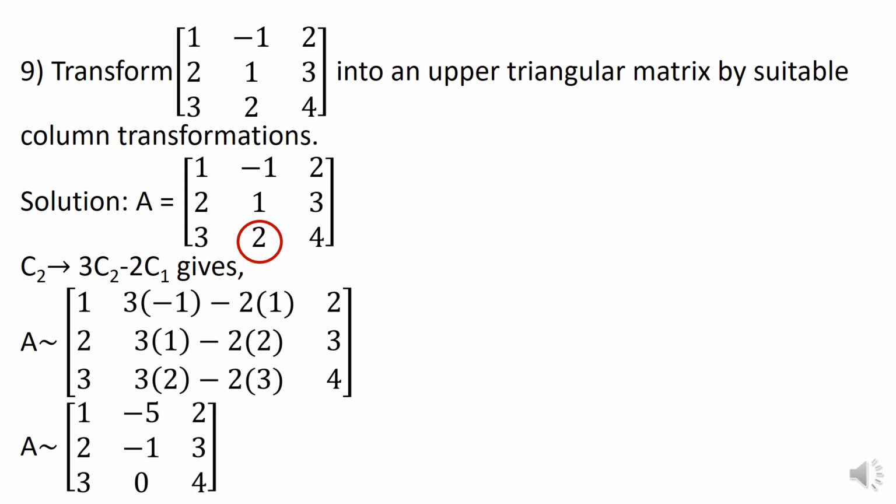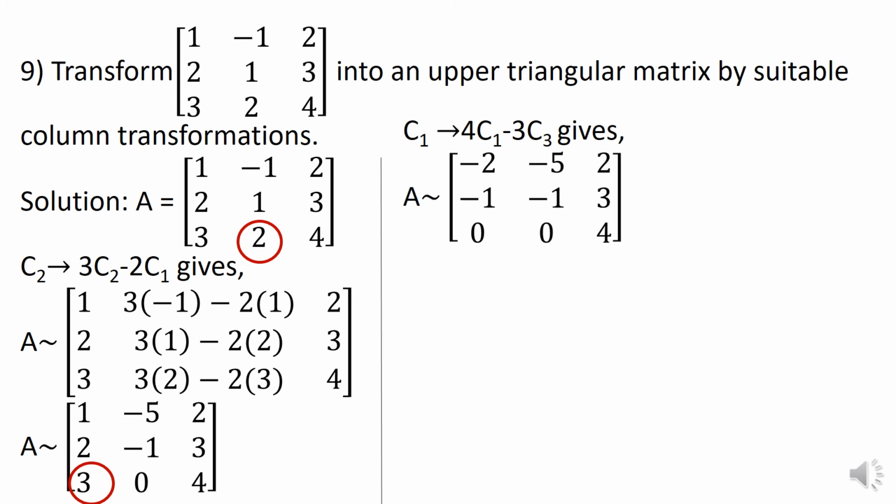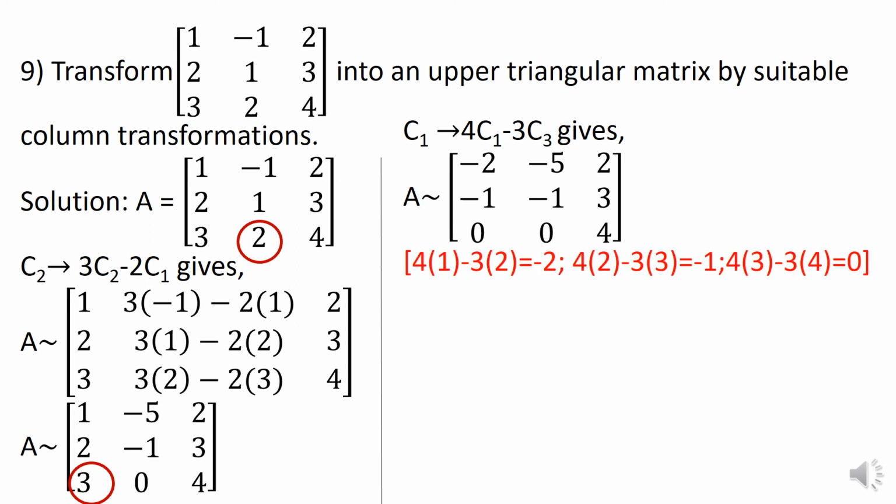The next step, we want to convert this 3 into 0. So C1 changes to 4C1 minus 3C3, which gives us 0 in that particular position. Remember, the other elements can change to whatever, but we need 0 in the 1/3 position. This is the operation which has been done. You can observe it just for your reference.